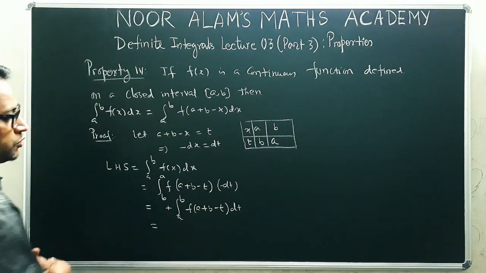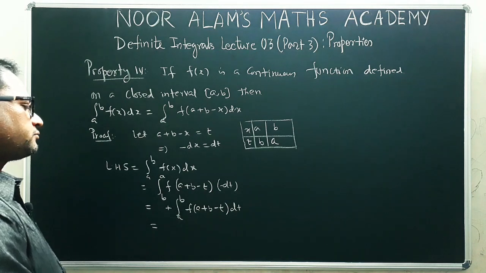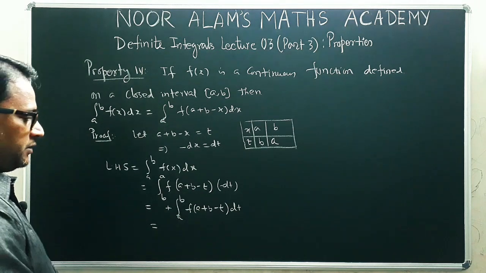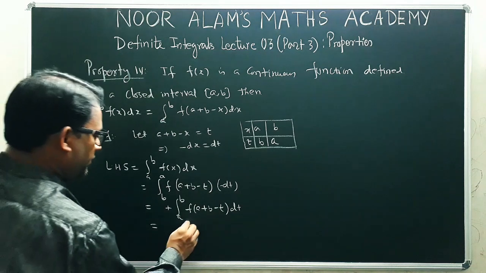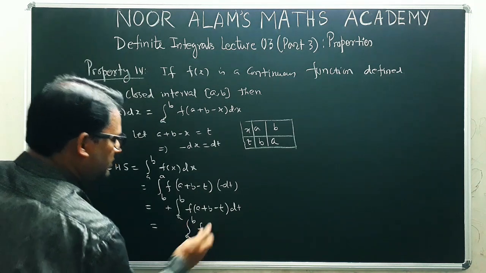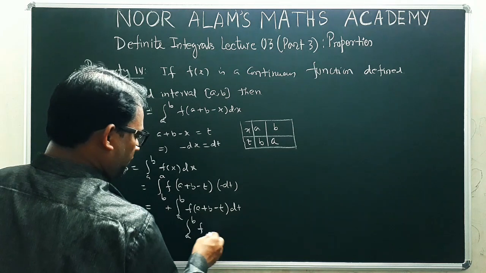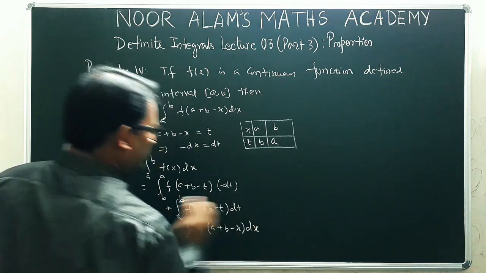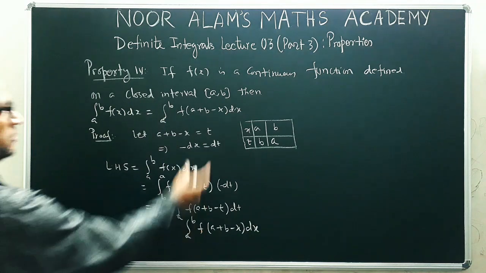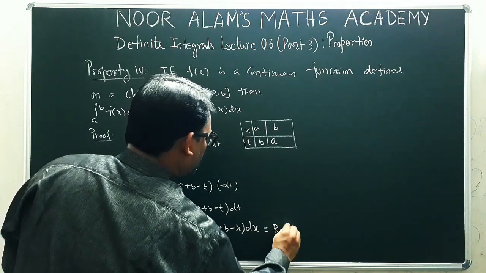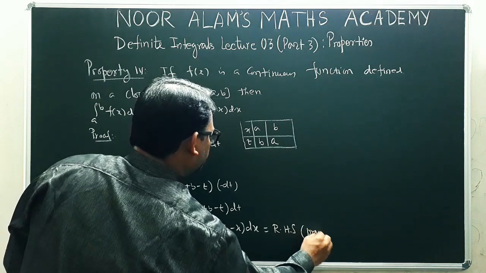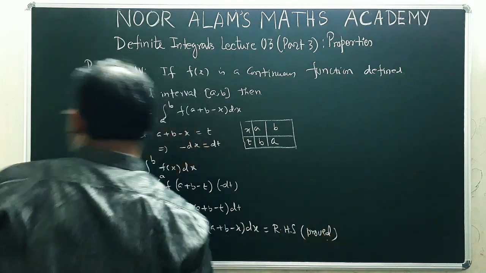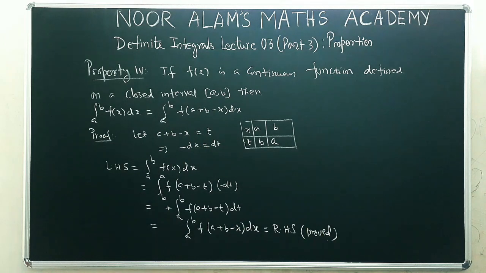Now we also know from property 1 that the change of variable does not change the value of the integration. Since the integration is independent of the change of variable, we can write it this way: f(a + b - x) dx, which is the right-hand side. So this completes our proof. Hope all of you understand this property. Now we are going to solve a few problems based on this property.